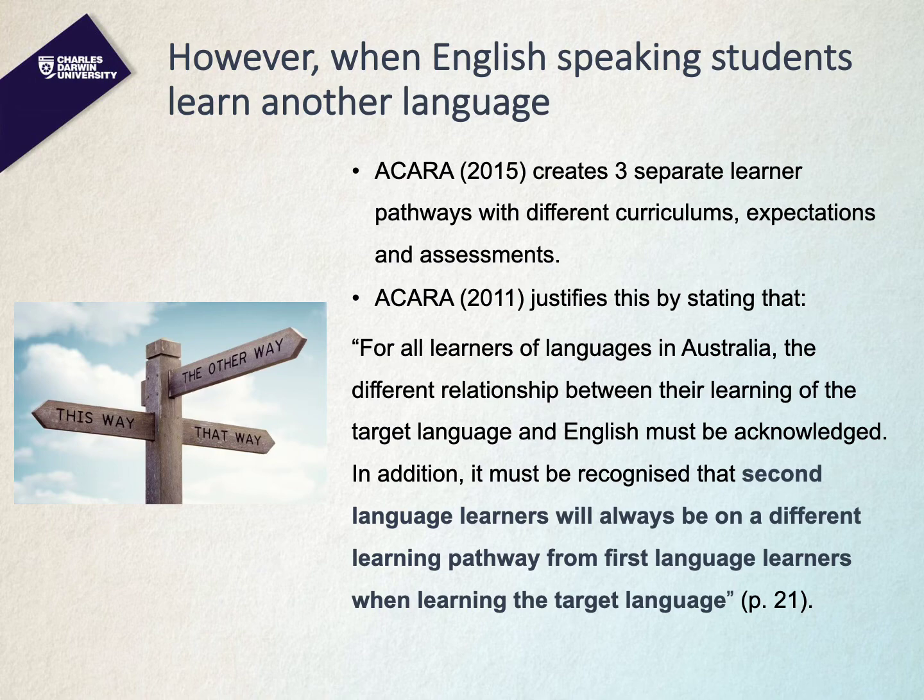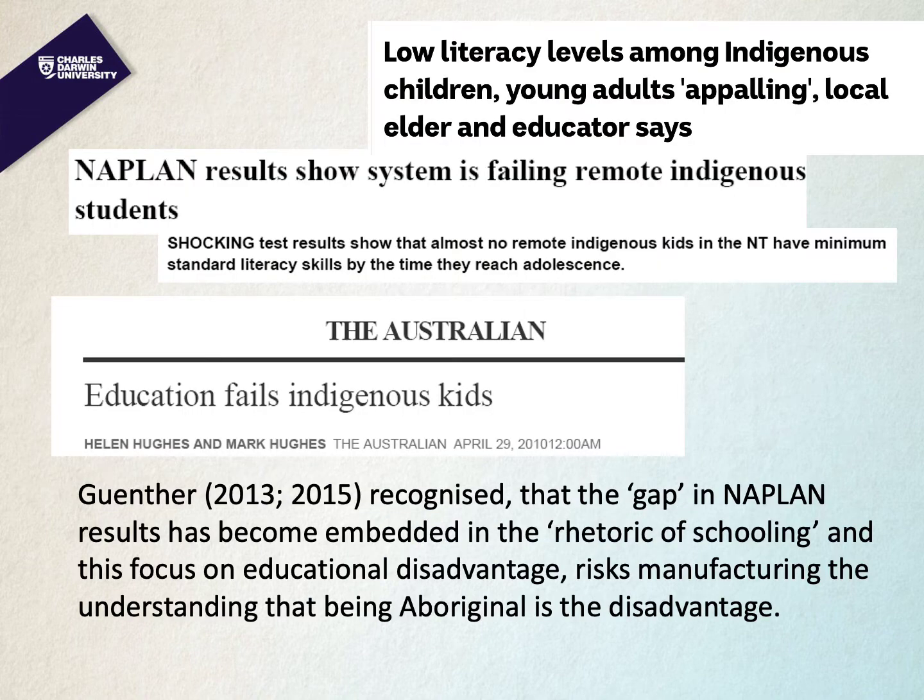In addition, it must be recognised that second language learners will always be on a different learning pathway from first language learners when learning the target language. And yet, multilingual Aboriginal students learning English at school are expected to have met the English standards by year 3. And when they can't, we consider them failures. Research says that the best programs in the world can't help students learn the academic language to catch up with their monolingual peers by year 3.